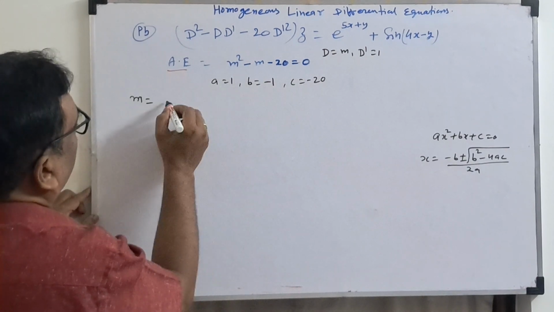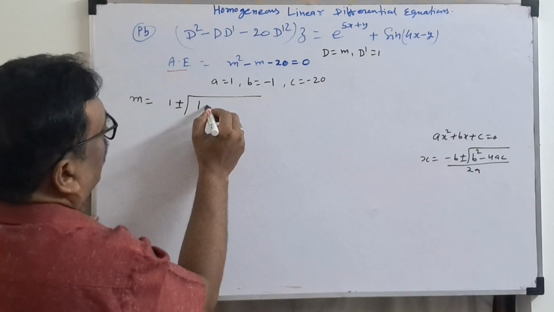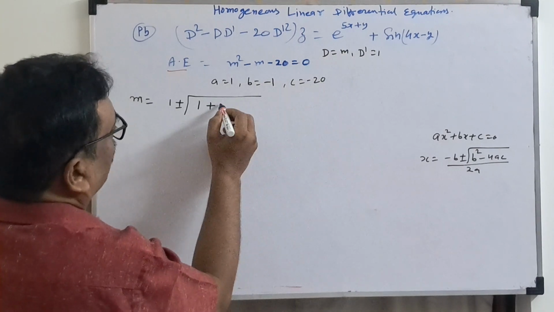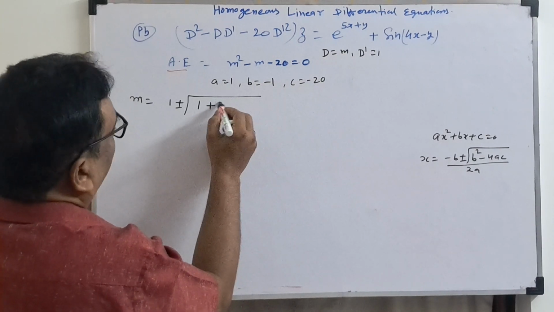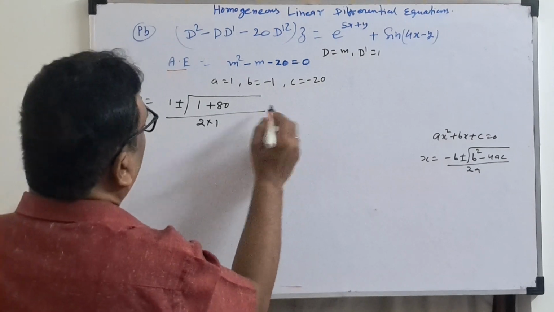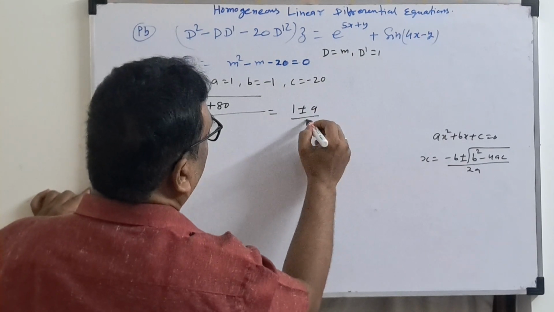Minus b. So what is minus b? So 1 plus or minus square root of b square, so 1 minus minus plus 4ac. So 20 into 4, 80, divided by 2 into 1. So what will we get? 81. The square root of 81 will come 9. So plus or minus 9 by 2.